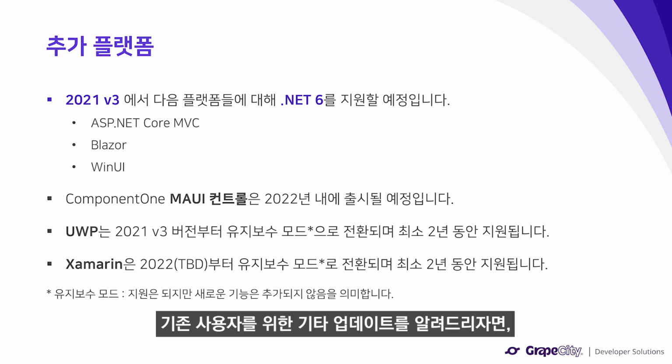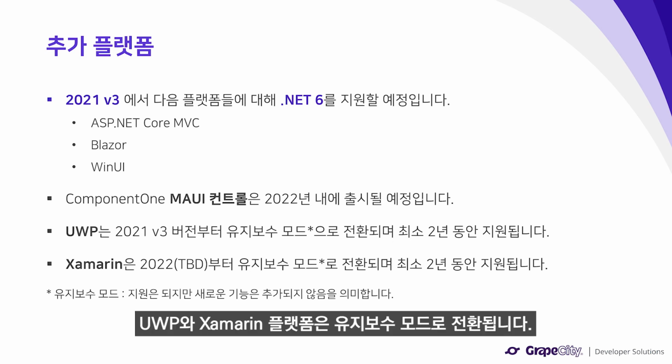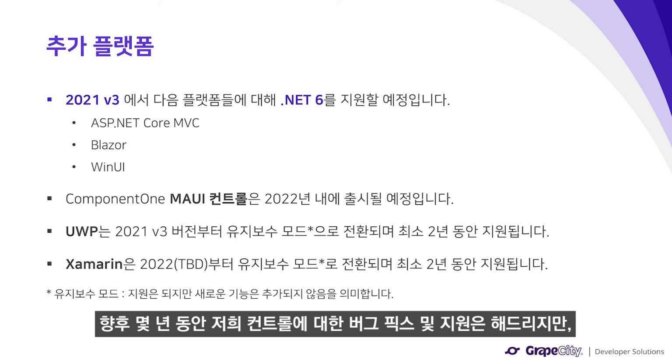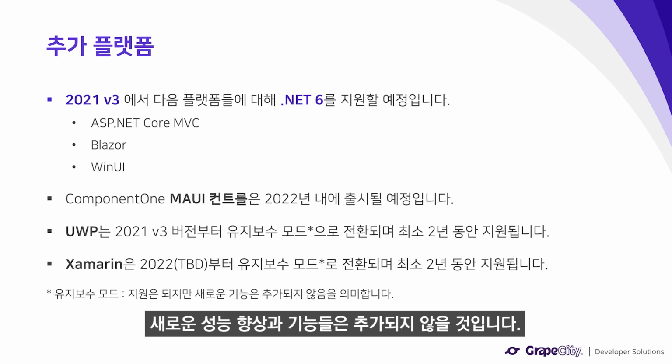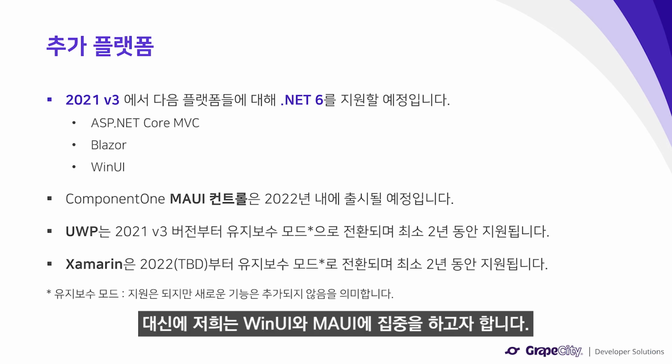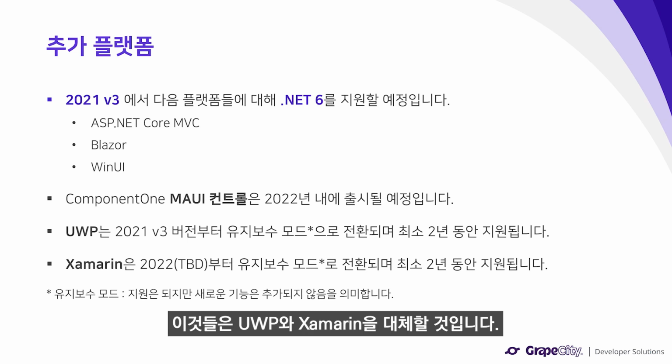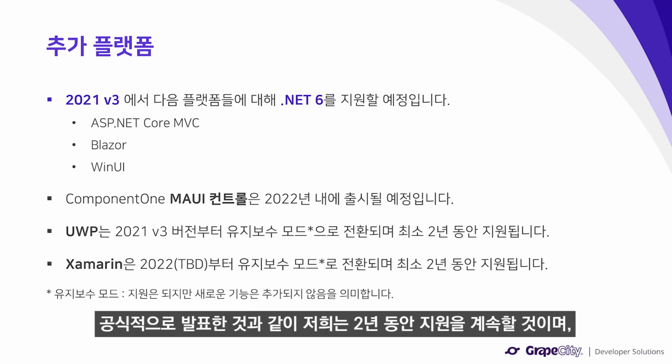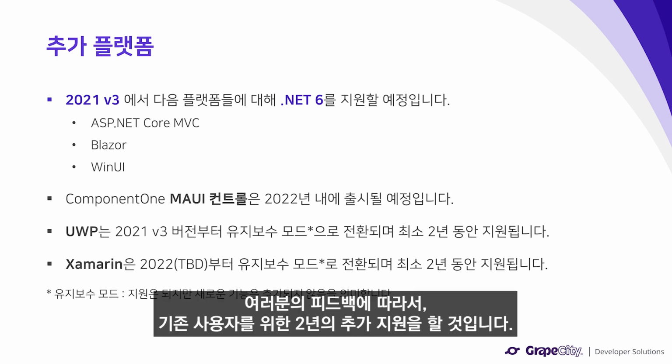Some other updates for you existing customers and users out there. So for UWP and Xamarin, these platforms will be entering maintenance mode, which, like I said, means we continue to fix bugs and support it for years to come, but we will not be adding new enhancements and features to these platforms. Instead, we are shifting focus to WinUI and MAUI, which essentially replace these platforms. And once we officially announce it in our forums, the 2-year support window begins. And that 2-year support window is also based upon feedback that we get from existing users.